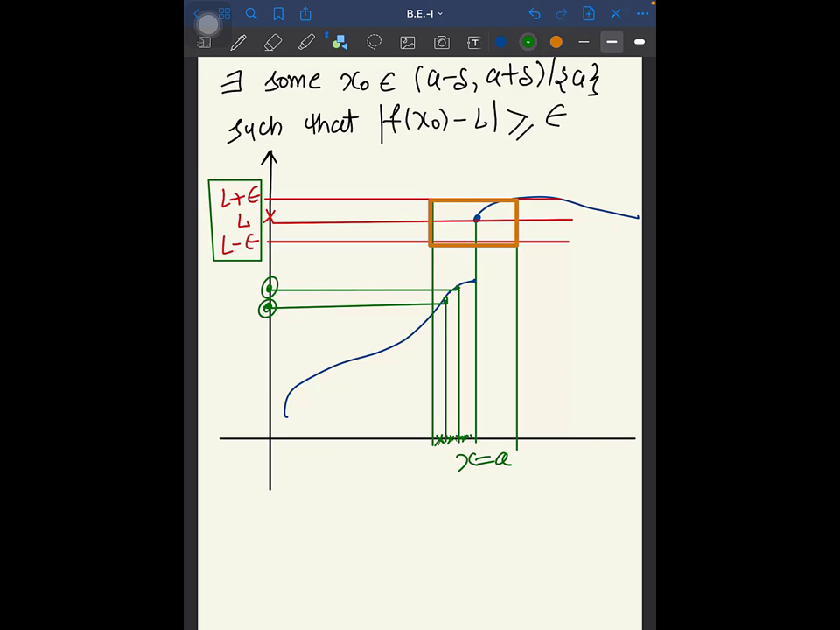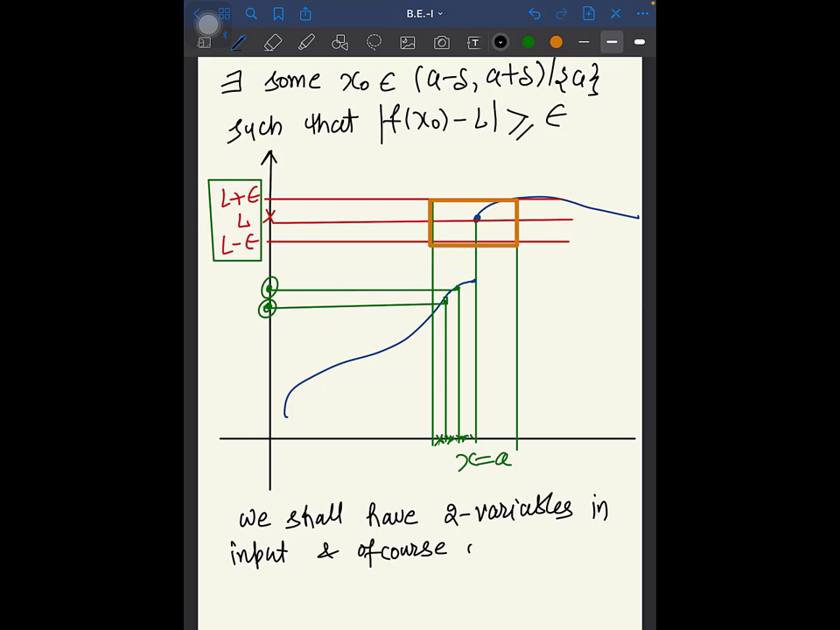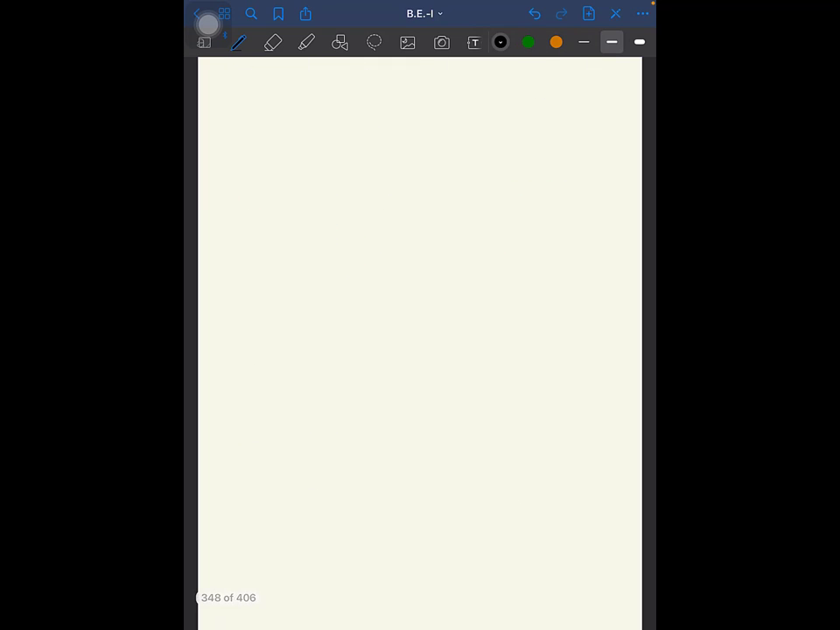Okay. So how are we going to use this idea in our current frame of work? Because we'll be dealing with the multivariable function. So when we'll be dealing with the multivariable function, basically we'll have two variables in the domain, right? Because largely we'll be dealing with the two variable function. When the domain will have two variables, two inputs will be given to the function. So we shall have two variables in input. And of course, one for output. So roughly something like that.